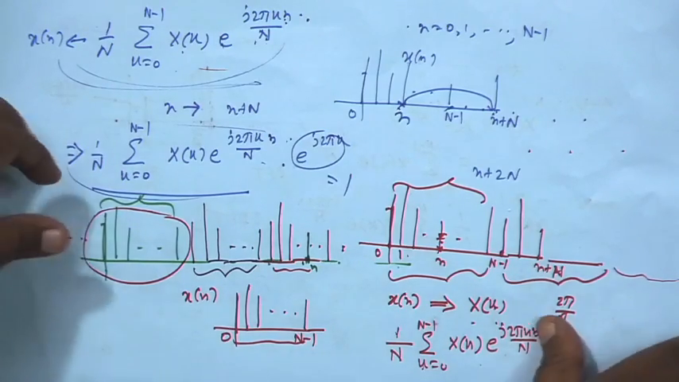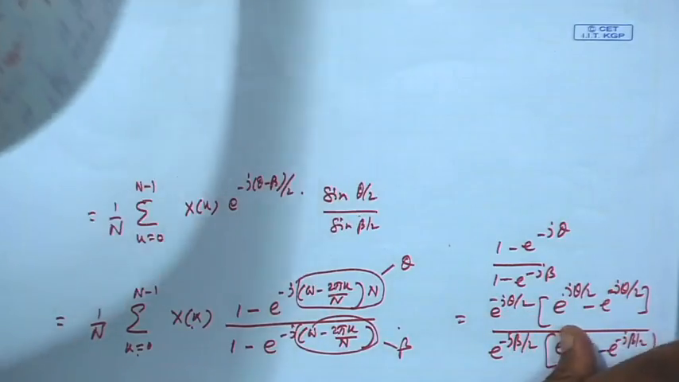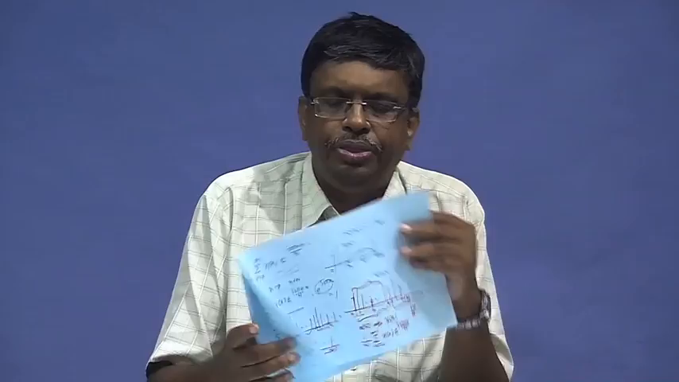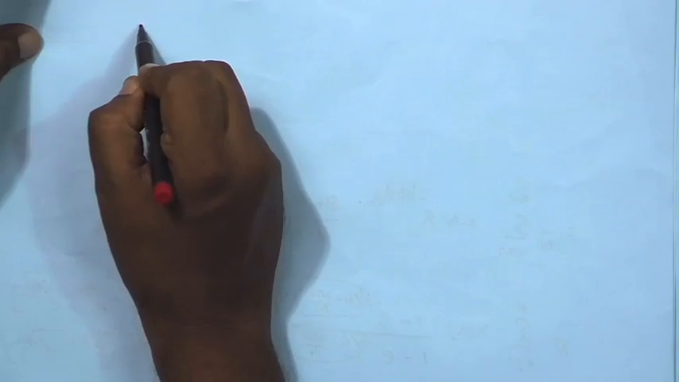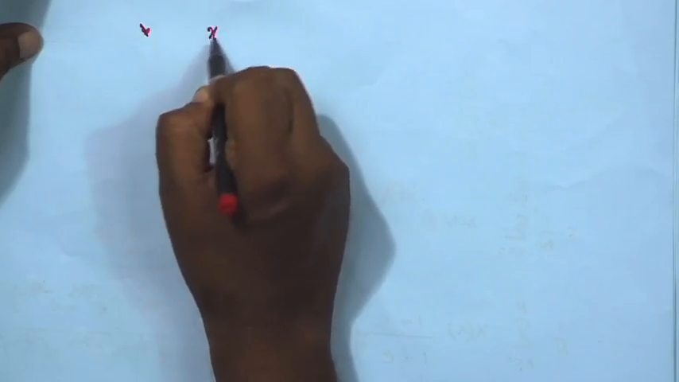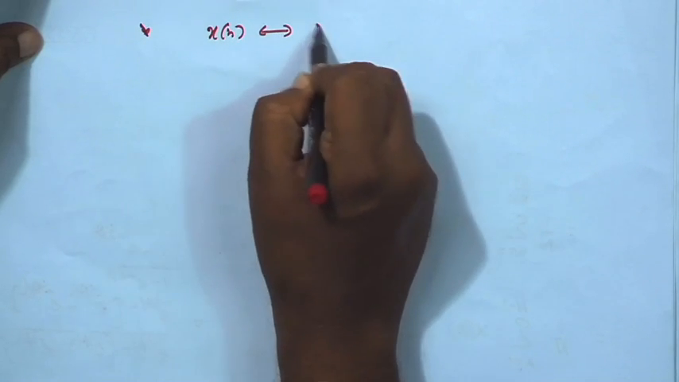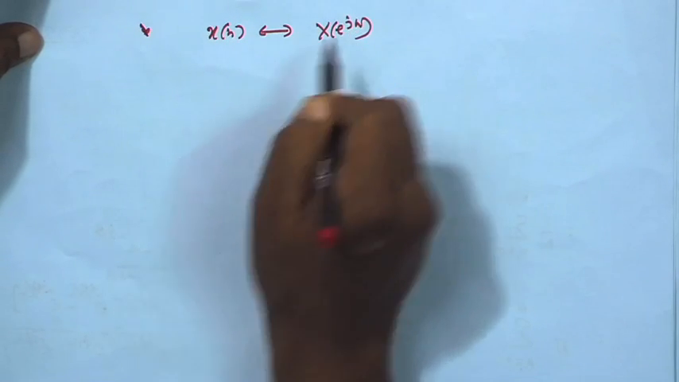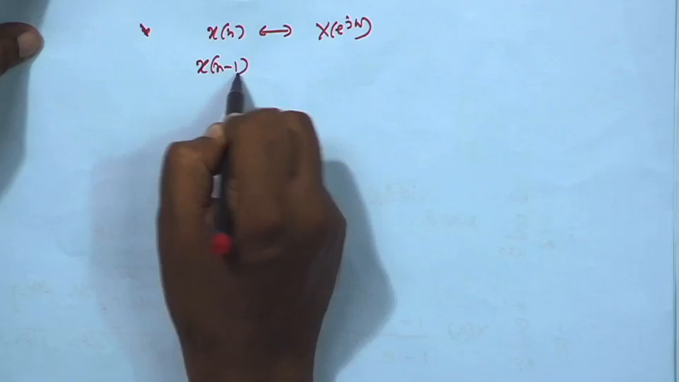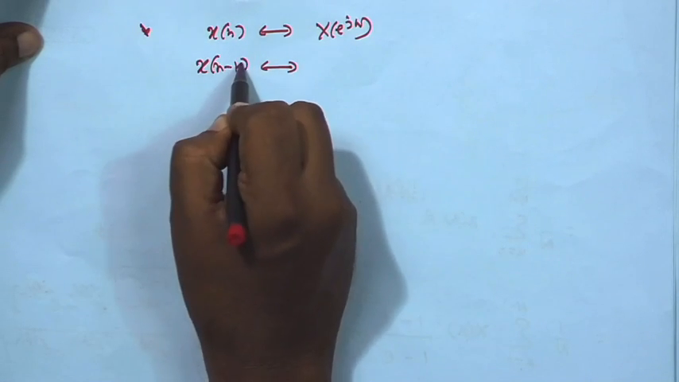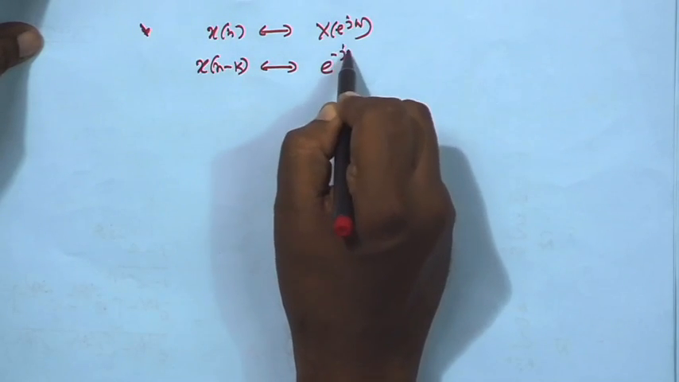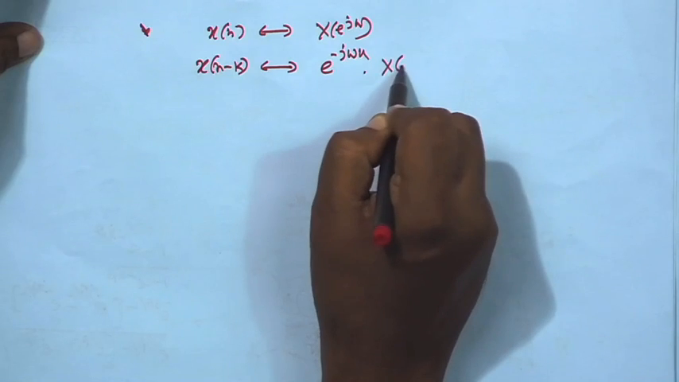This is another property. Another very important property is circular shift. We have seen that suppose x n has got a DTFT this. If I shift it by k to the right, you will have e to the power minus j omega k times this.